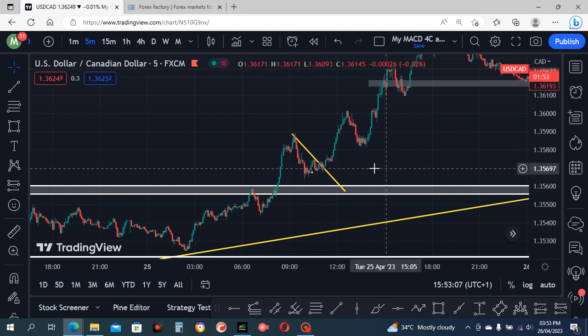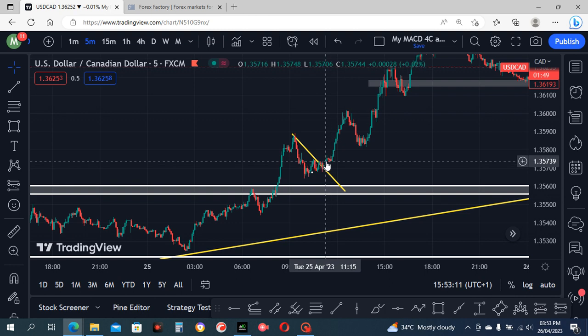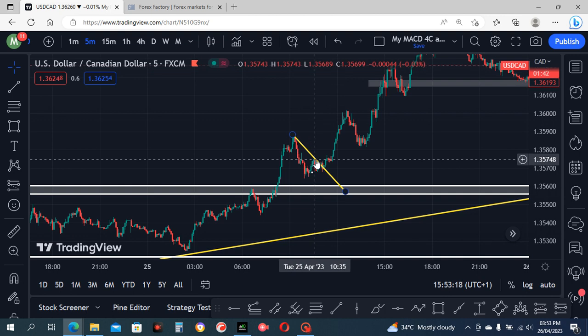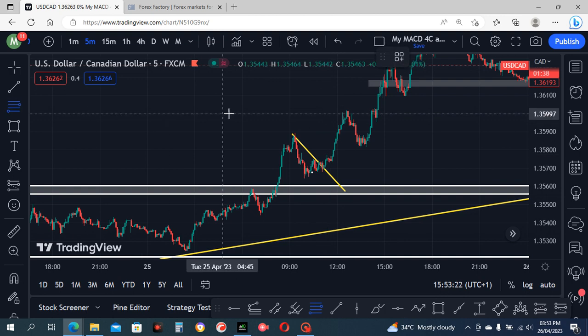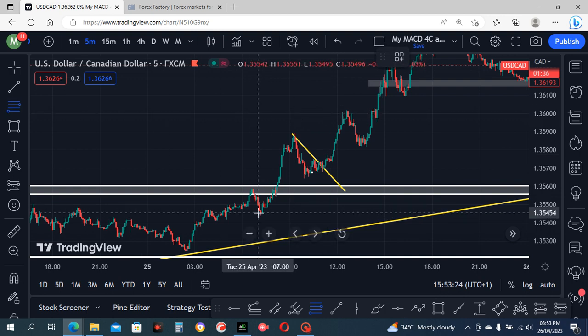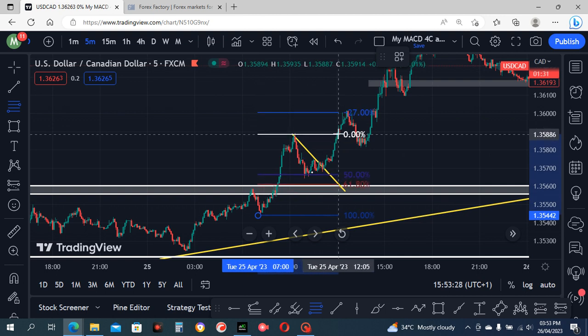So I put about 30 trades around here, and I follow due proper risk management. So let me put on my fib again. This is my swing low and this is my swing high, this zone.